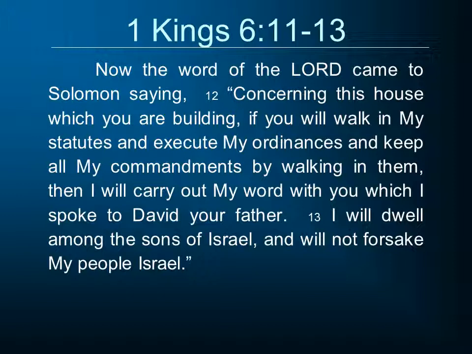Now the word of the Lord came to Solomon, saying, concerning this house which you are building, if you will walk in my statutes and execute my ordinances and keep all my commandments by walking in them, then I will carry out my word with you, which I spoke to David your father, and I will dwell among the sons of Israel, and will not forsake my people Israel.